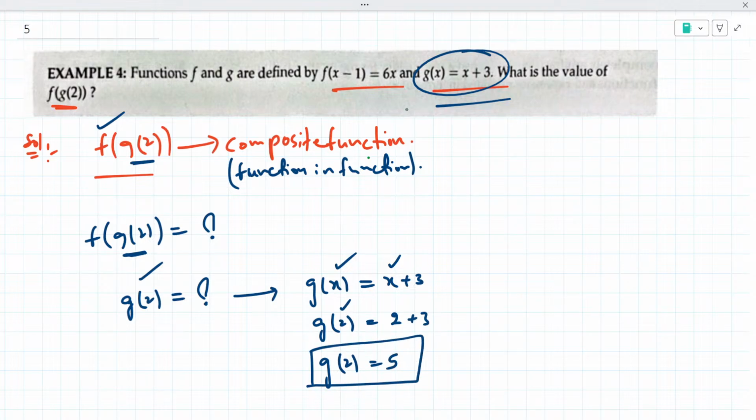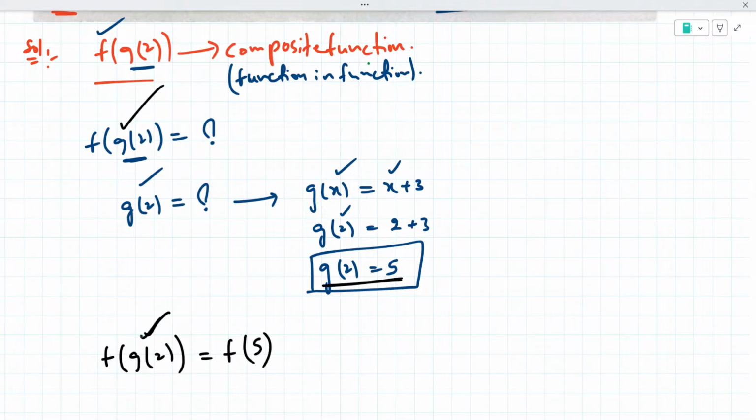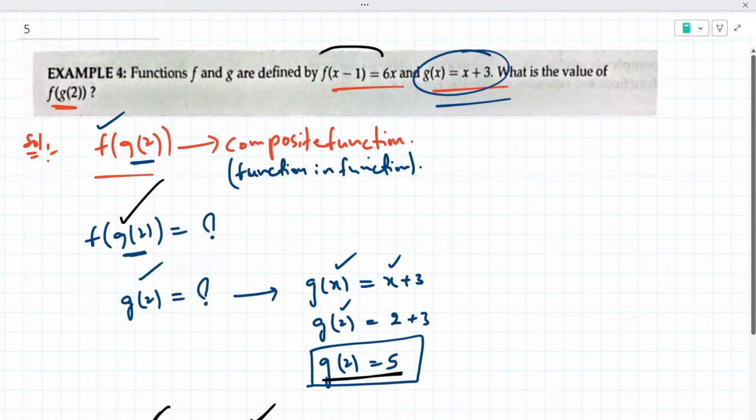Now I'm going to use this g of 2 value inside this. Now f of g of 2 equals f of 5, because g of 2 is 5, in the place of g of 2, I just input 5. That equals f of 5. What information is given about f?